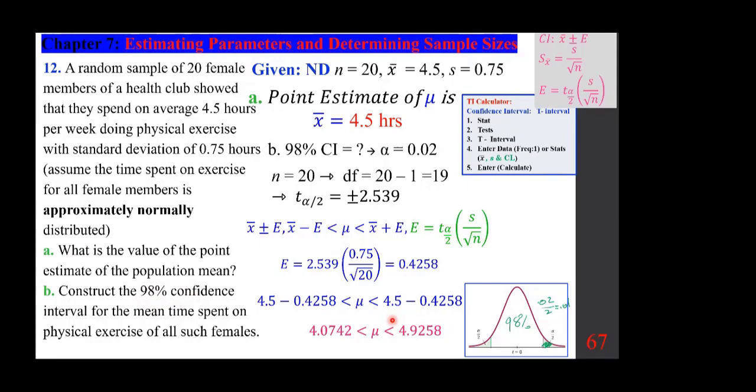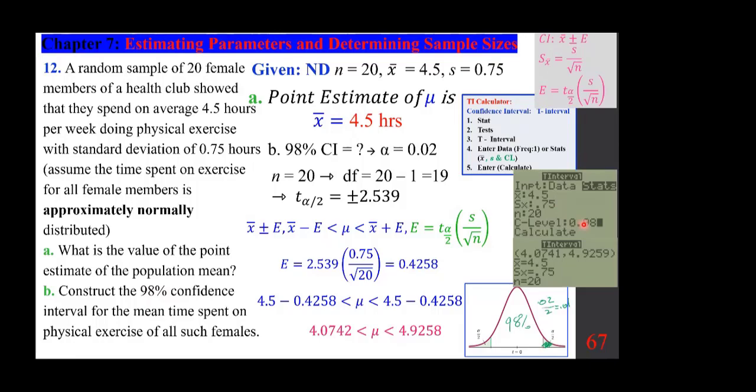Let's look at the TI calculator and how we use it for the confidence interval. So T interval, stats, X bar 4.5, S 0.75, n 20. We want 98% confidence. Everything is given, plug in. It gives you the answer, 4.0742. They have it for the upper value 4.9259. We have it 4.9258. It's just a matter of the calculator being more precise.